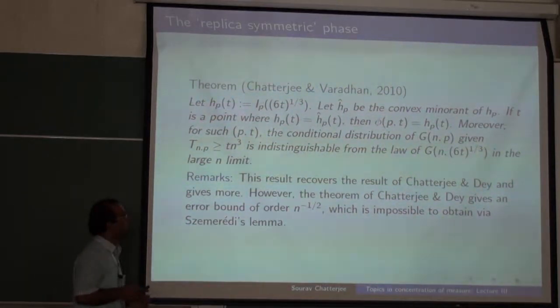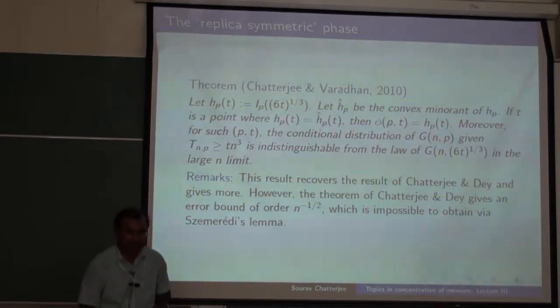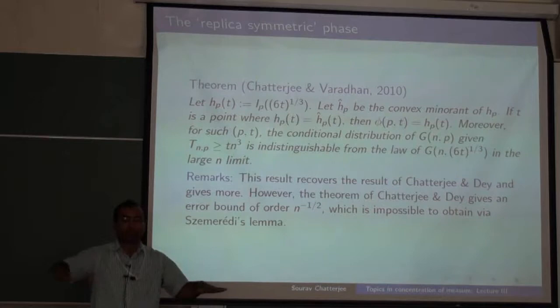Okay. And this happens because the minimizer, the function that solves the variational problem in this regime, is a constant function. So the function that solves the variational problem represents the limit behavior of the graph. So if you're minimized at a constant function, then you're converging to Erdős-Rényi.